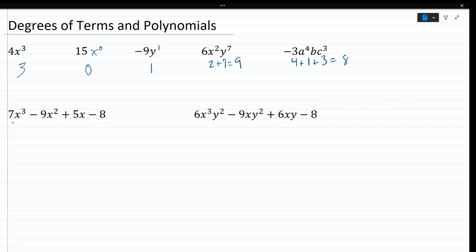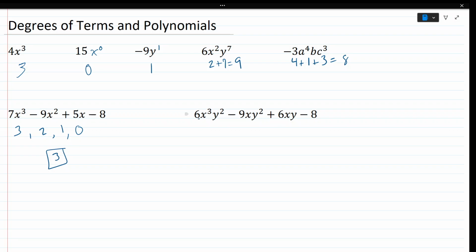So the degree of, let's say, 7x cubed minus 9x squared plus 5x minus 8, well, looking at the degree of each term, for the first term, that's 3, then it's 2, then for that 5x, that's 5x to the first, so that would be 1, and for that minus 8, the degree of any constant is 0. So looking at 3, 2, 1, and 0, the largest of those degrees would just be 3. So that would be the degree of that whole polynomial.